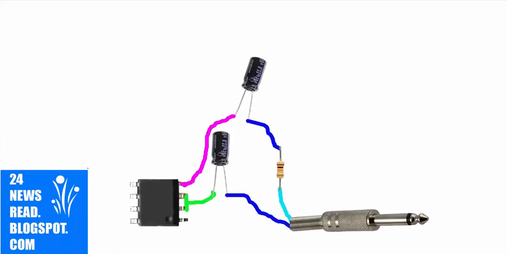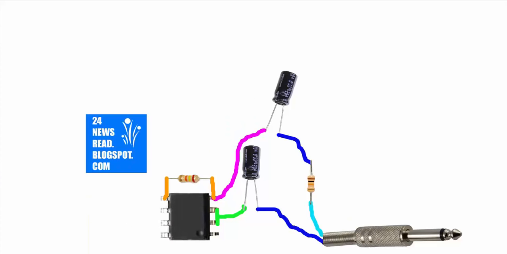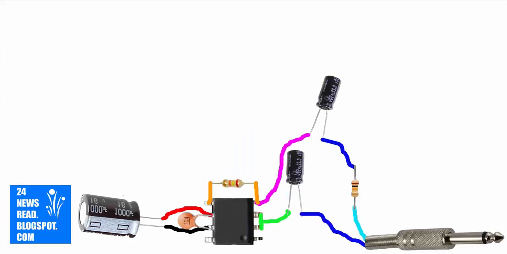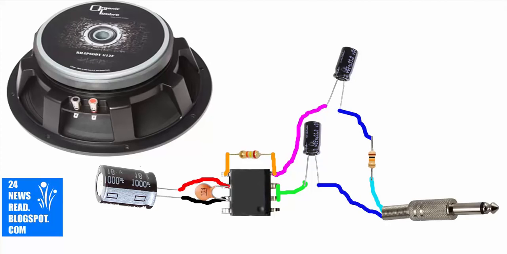Join plus capacitor plus position. Join other resistor. Join our PF. Join other capacitor. And now join our suitable speaker.